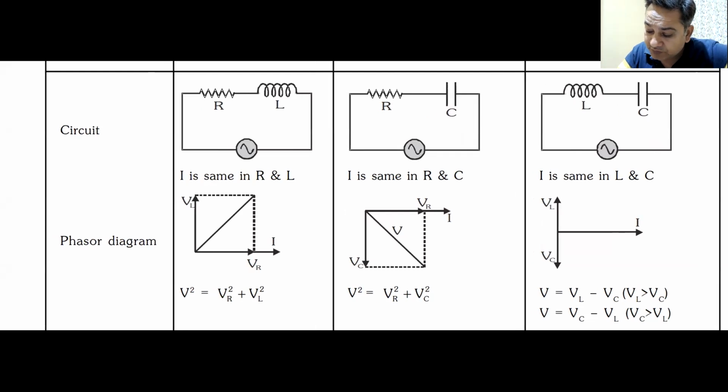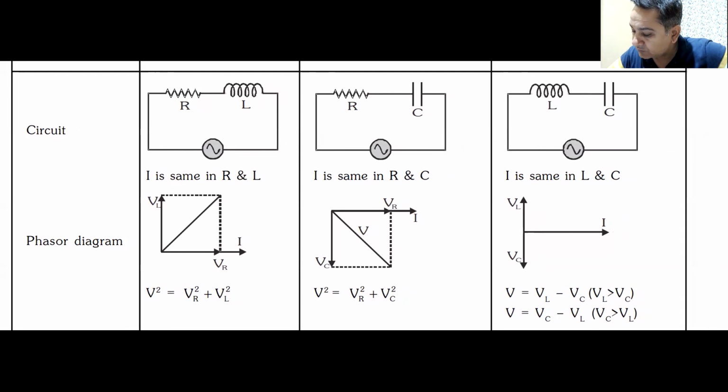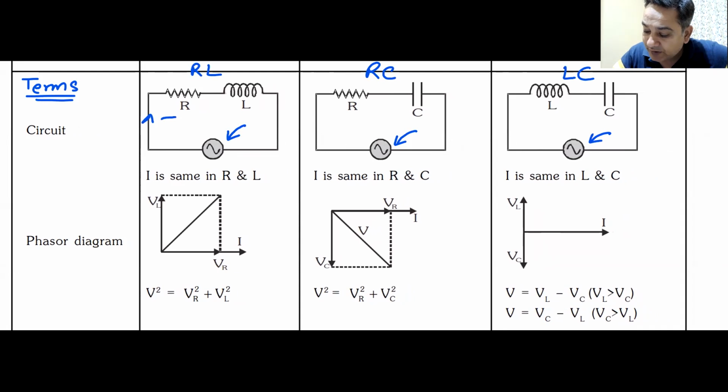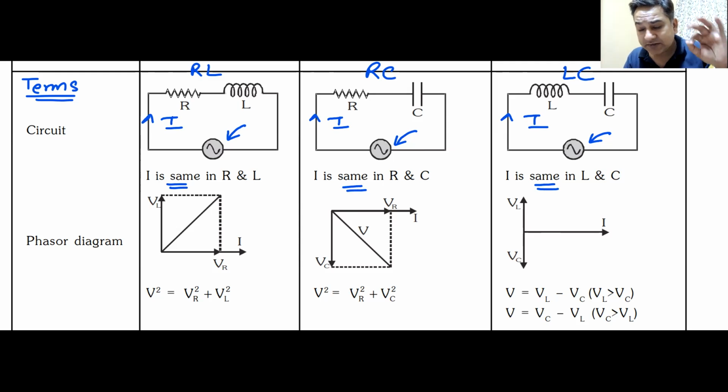Here we have different terms. The heading of this column was different terms. This is the LR or RL circuit. This is the RC circuit, and this is the LC circuit. I hope everyone understands this. This is my AC current source, and we had seen that the same current, though it is not in the same phase, will flow in all the three cases because it is a series circuit.